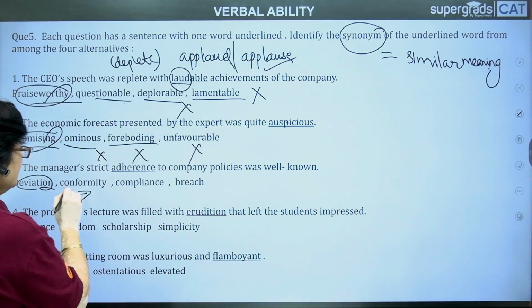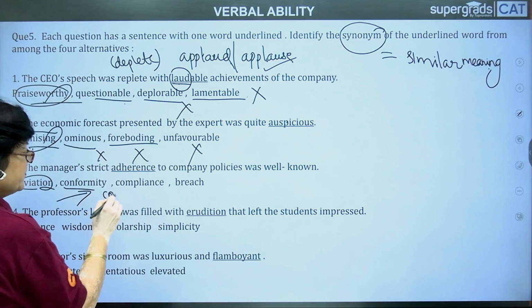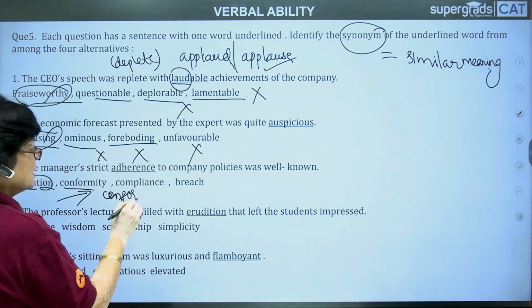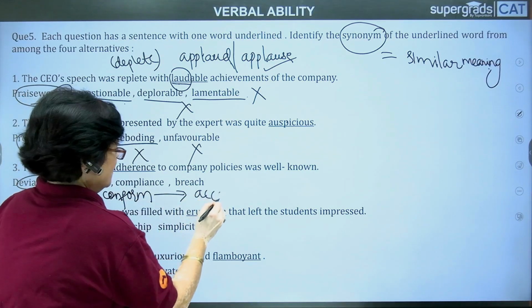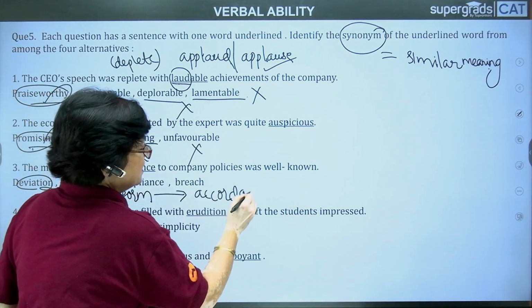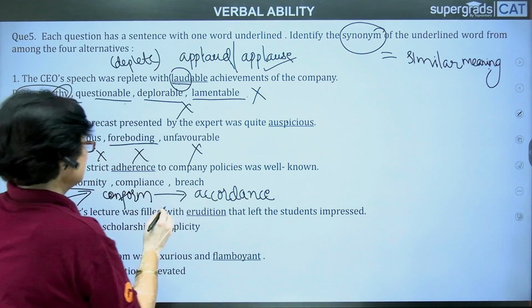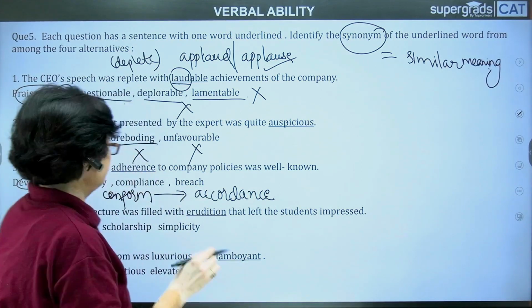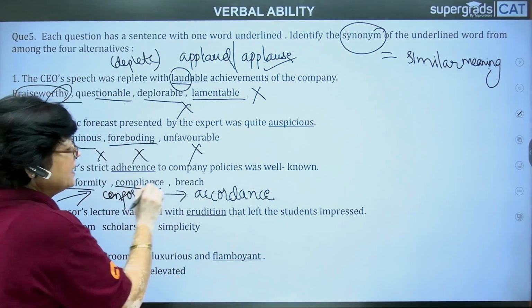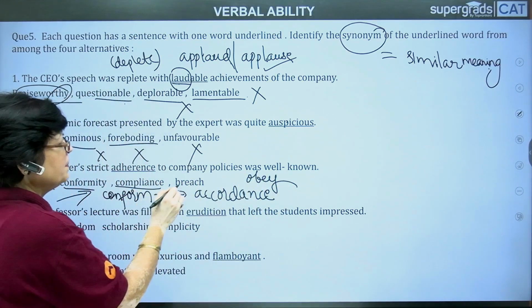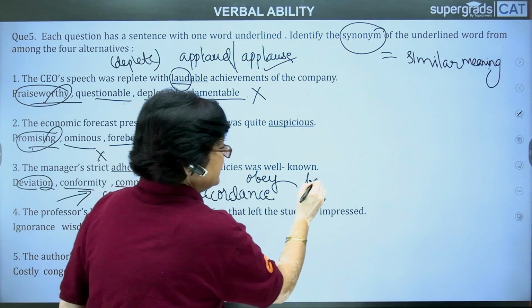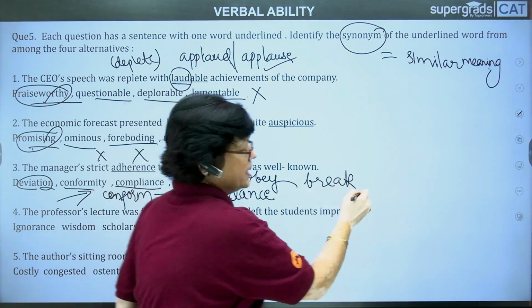Then conformity, conform. This is not confirm. This is conform. Conform means in strict accordance, in proper agreement. Compliance. Comply is to obey. Breach. Breach is to break.